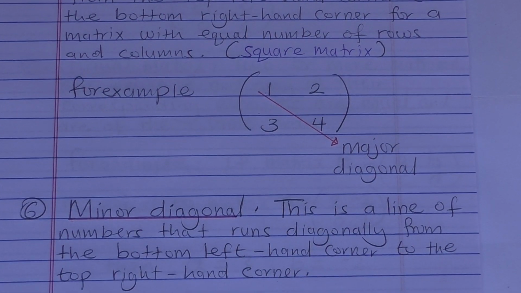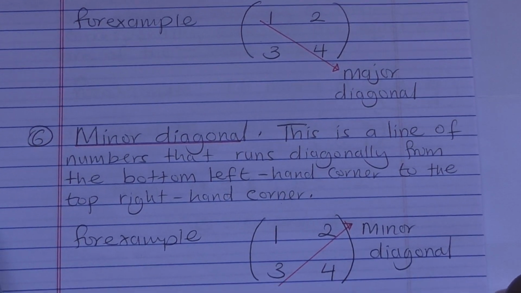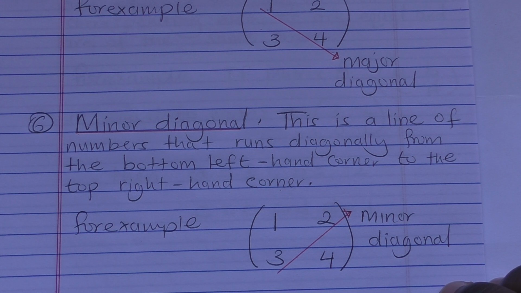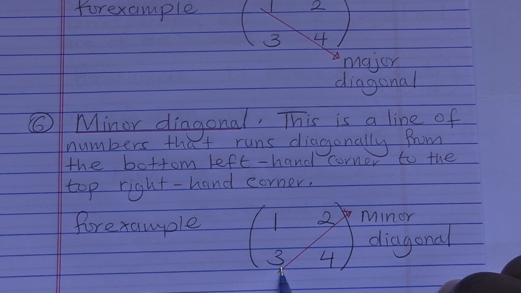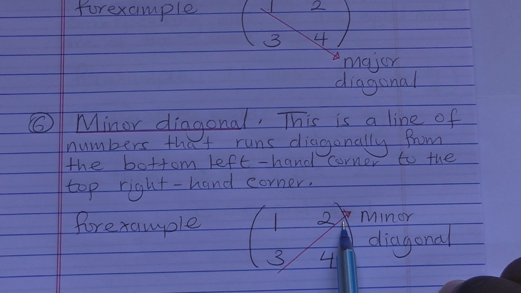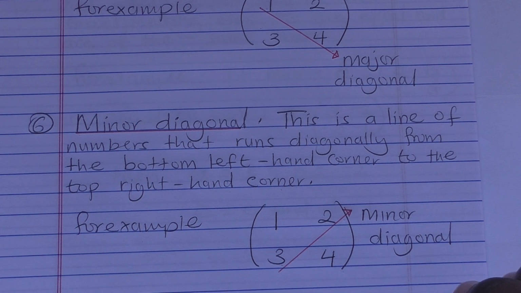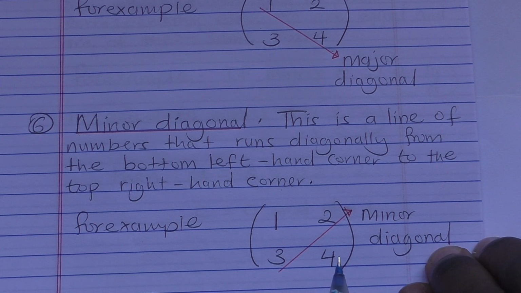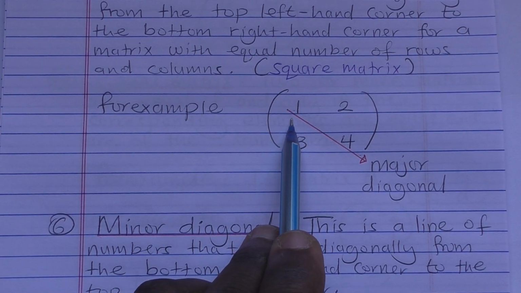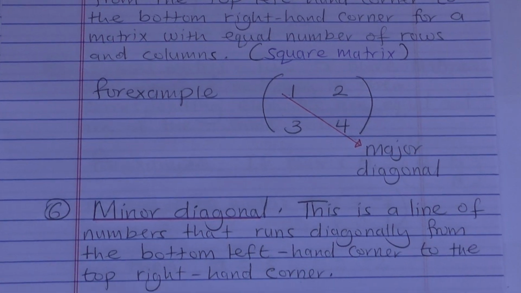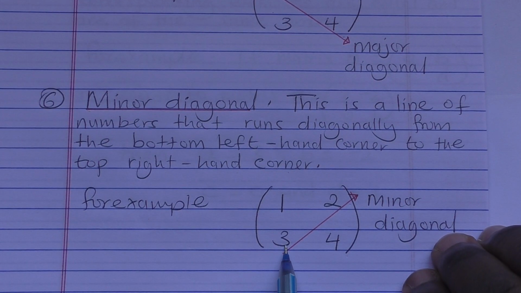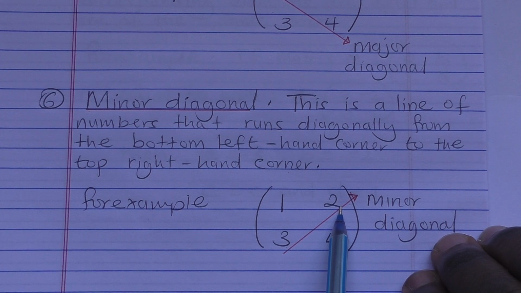Then we also have the minor diagonal. This is the line of numbers that runs diagonally from the bottom left hand corner to top right hand corner. This is a major, this is a minor. So those are the two diagonals of a given matrix. We have the major that runs from the top left hand to the bottom right hand. Then the minor that runs from the bottom left hand corner to the top right hand corner.